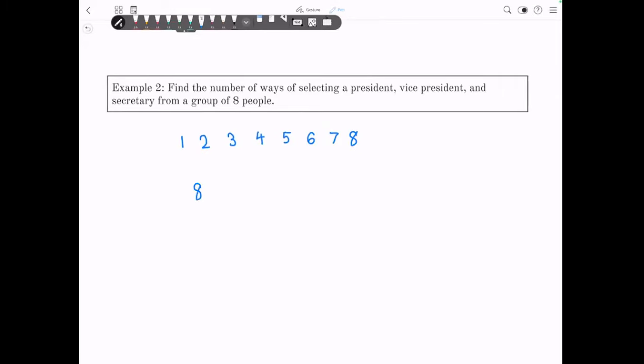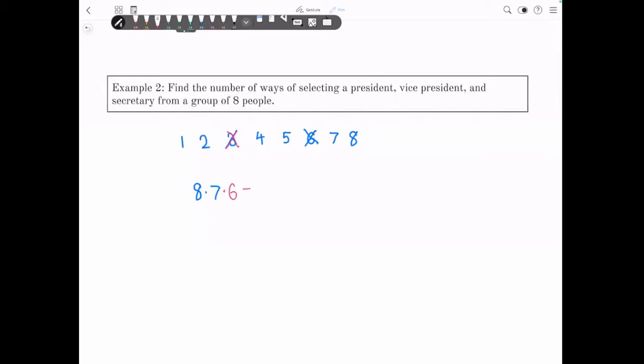Now let's just say that six was the president that was chosen. Now we only have seven people left. So we have only seven choices for who we can choose as the vice president of the club. Now, let's say we cross out one more person. Let's say the vice president was three. For example, now there are only six people left, 1, 2, 4, 5, 7, and 8. So then we can only have six choices for who is the secretary of the club.